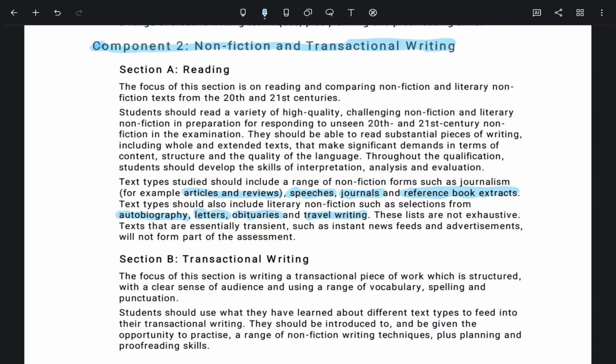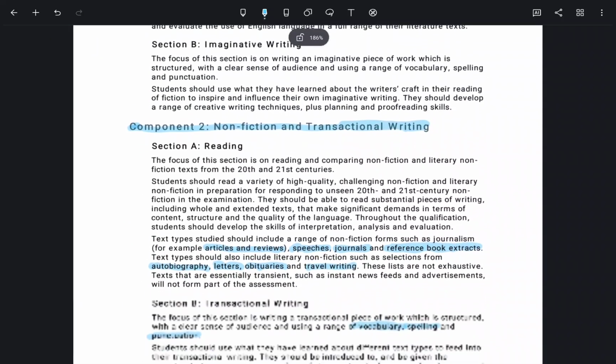And then for section B, your transactional writing here, you will have the following. So if I just go over in further detail, the focus of this section is writing a transactional piece of work which is structured, so it's organized, with a clear sense of audience and using a range of vocabulary, very important. So make sure you have learned some ambitious vocabulary for your exam, spelling and punctuation. So what does this mean, students? You need to make sure that you've got accurate spelling and you are also using a variety of punctuation. So these are some things for you to consider for your exam.